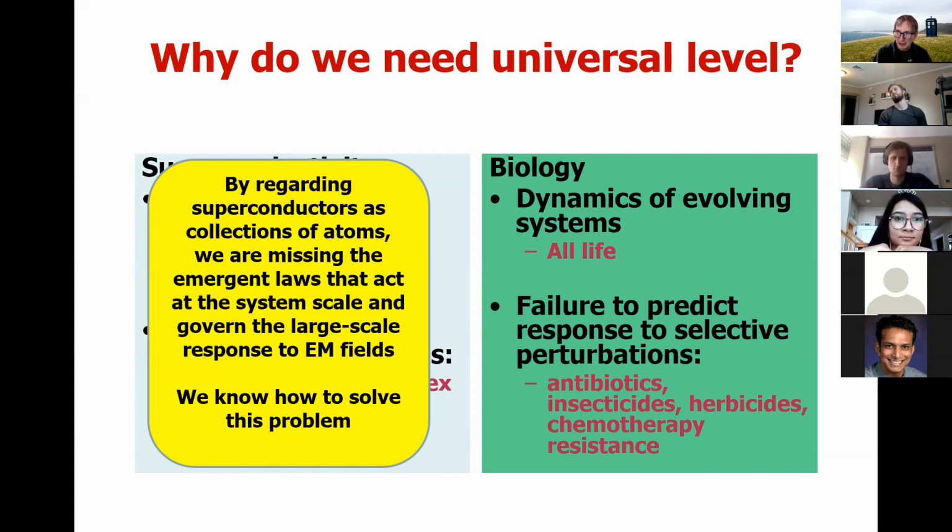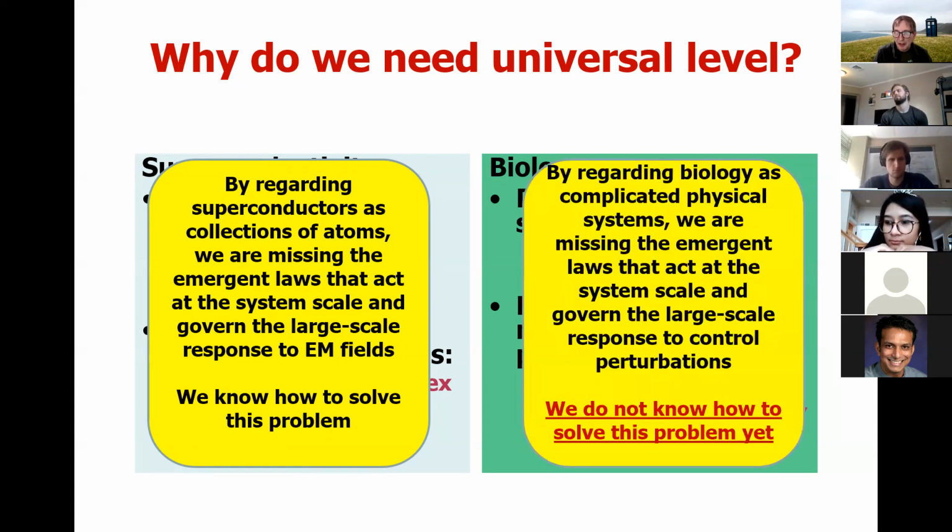The biological systems reprogram themselves as a system and evolve around the perturbation. So what happens is that by regarding biology as complicated physical systems, we're missing the emergent laws that act at the system scale and govern the large-scale response to control perturbations, except that those perturbations aren't electromagnetic fields, they're attempts to try to limit bacteria or cancer tumors or whatever.